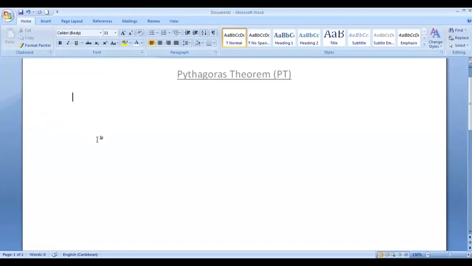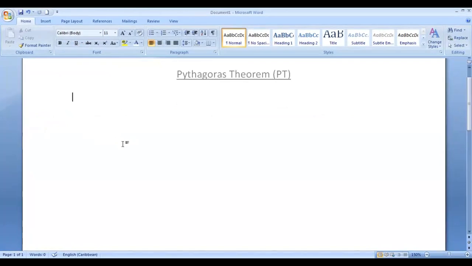All right, so we're going to look at what we call Pythagoras theorem. But before we can do that, we're going to look at certain properties of a right angle triangle.